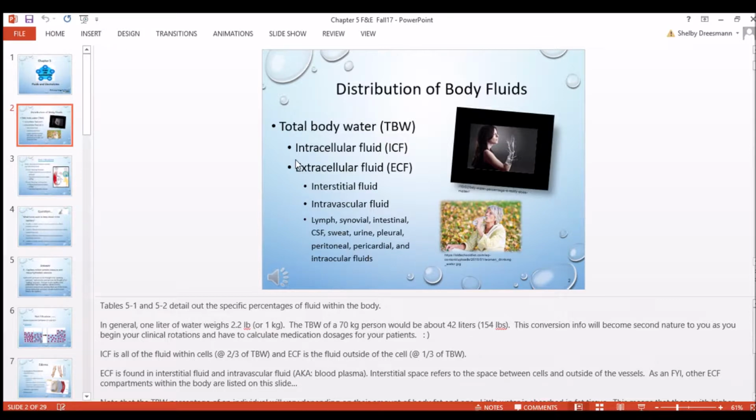In general, water weighs 2.2 pounds or 1 kilogram. Intracellular fluid is 2/3 of total body weight. Extracellular fluid is only 1/3. Extracellular fluid is found in the interstitial fluid, also blood plasma. Interstitial space refers to between the cells and outside of the vessels. Just remember, blood plasma is not part of blood cells. It's still in the capillaries, but since it's outside of the red blood cells, it's still considered extracellular fluid. And outside of the capillaries, in between the cells of the interstitial tissue, is also extracellular fluid.